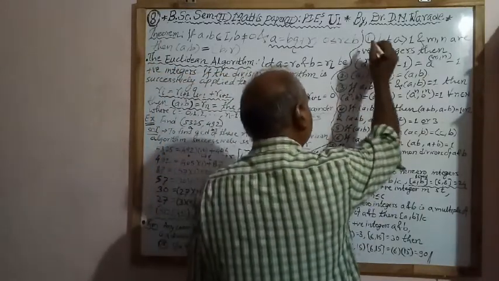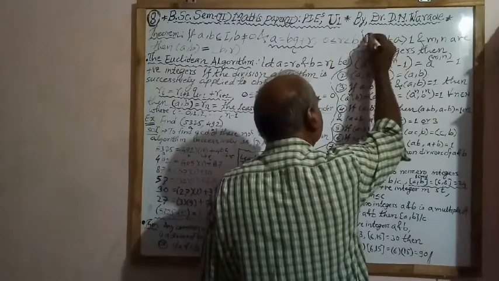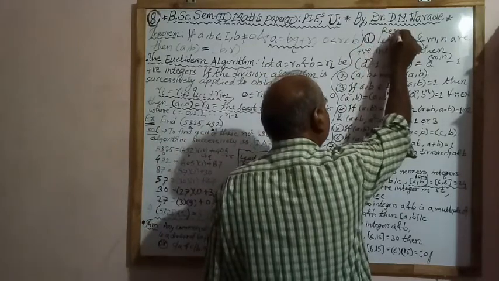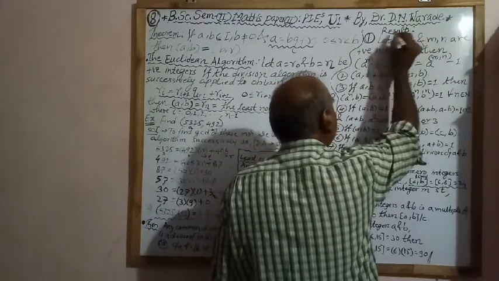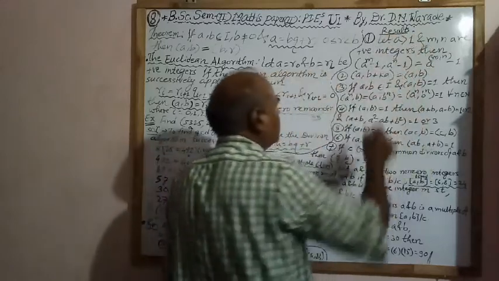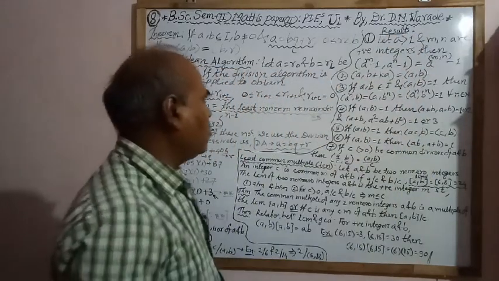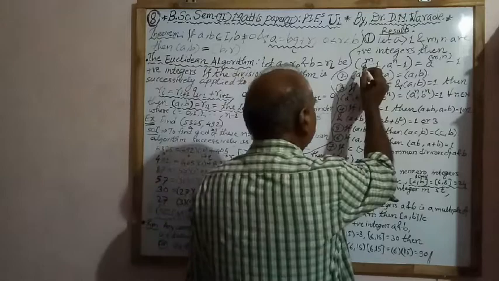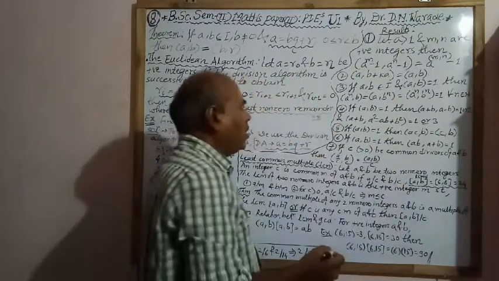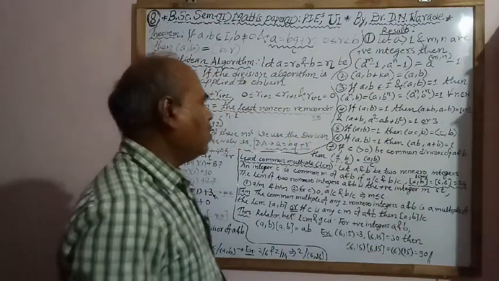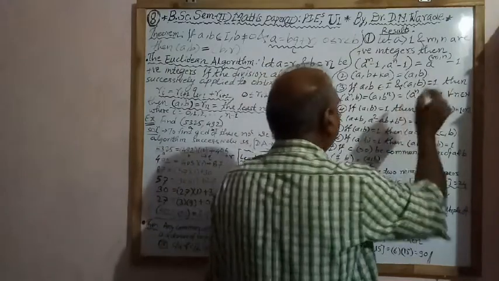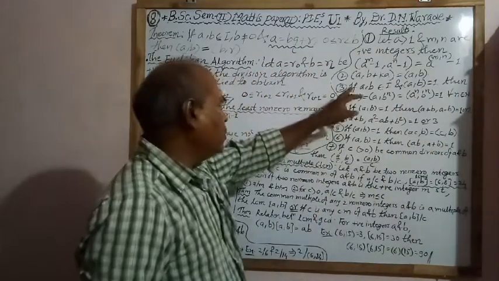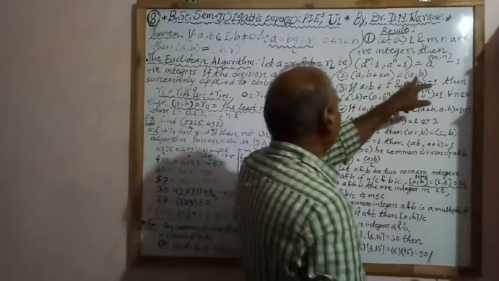Then we see some results. First, let a be greater than 1, and m, n positive integers. Then GCD of a to the power m minus 1 and a to the power n minus 1 equals a to the power GCD of m, n minus 1. Second, GCD of a, b plus ka equals GCD of a, b.